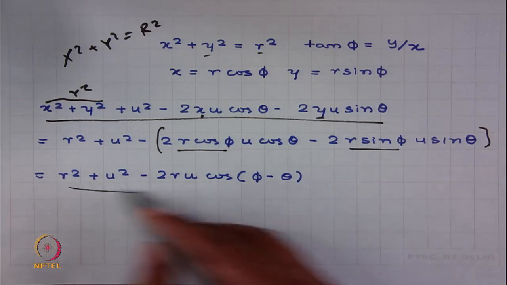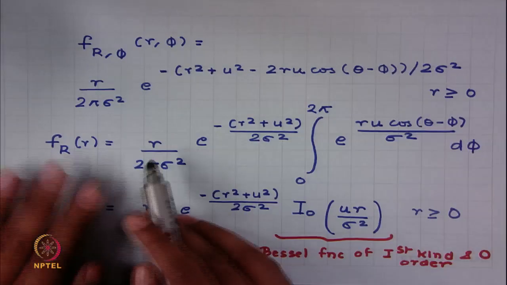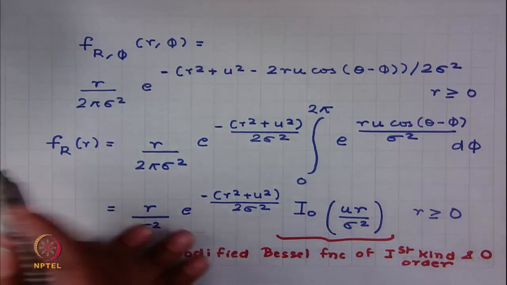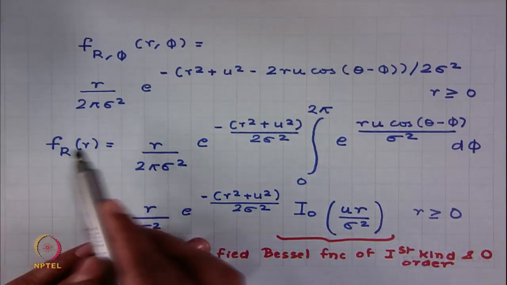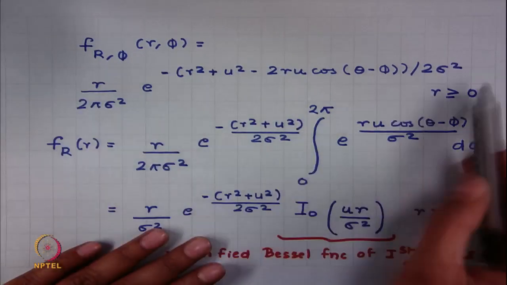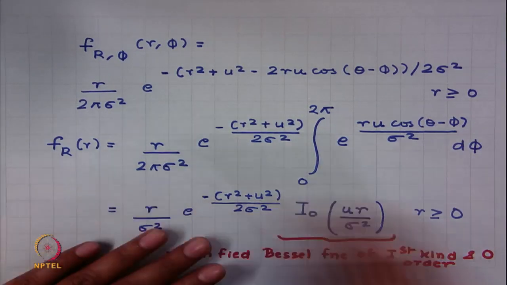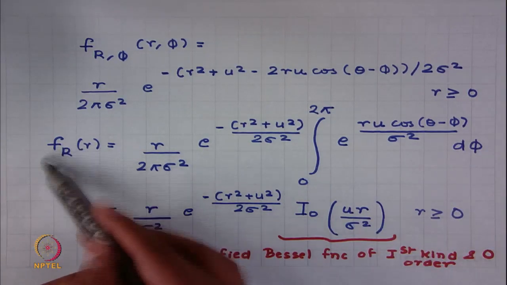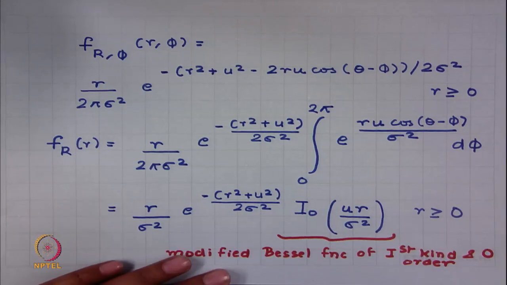Now, I have to substitute this in that argument and divide this by 2 sigma square, and then same as before, to get the marginal PDF from this joint PDF, I have to integrate with respect to phi if I have to find out the marginal PDF of random variable r.